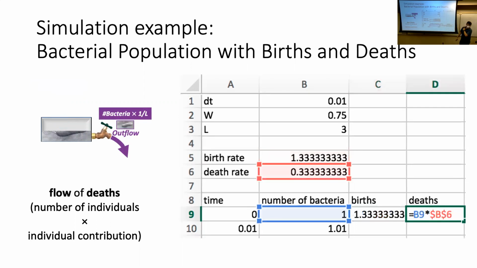And then under deaths, similar idea. What's the per bacteria contribution to the outflow? No DT here. It's just the number of bacteria times, this is effectively 1 divided by L, or 1/3. But I just spread it out here to make it easier to see. If I would just put 1/3 there, somebody might not know what's going on. But now I see B6, and I go to B6, I say, oh, it's the death rate. I see what they're doing.